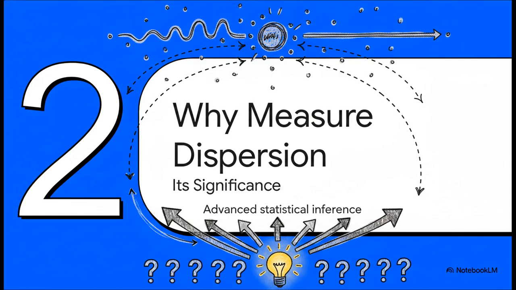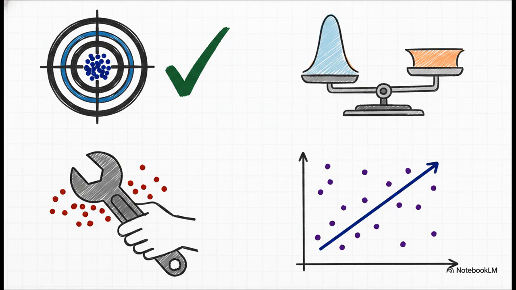Now that we know what it is, let's jump to part 2, the significance of dispersion, and why measuring this spread is literally the foundation of all advanced stats. The crucial point to remember for your exam is that measuring dispersion isn't just some busy work your professor assigned. It has 4 massive real-world applications. Number 1, it determines average reliability. It proves if your mean is actually representative. A low variation means your average is super trustworthy, while a huge variation means it's practically useless.